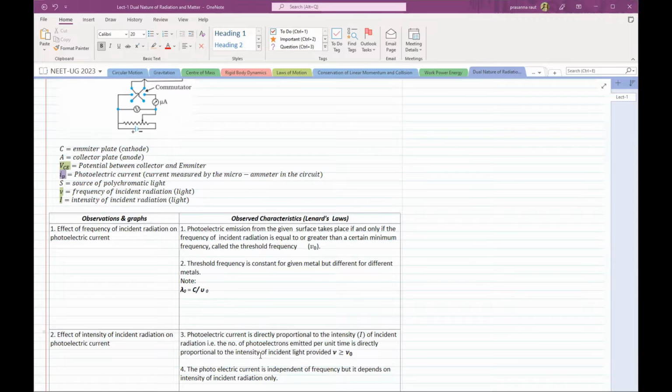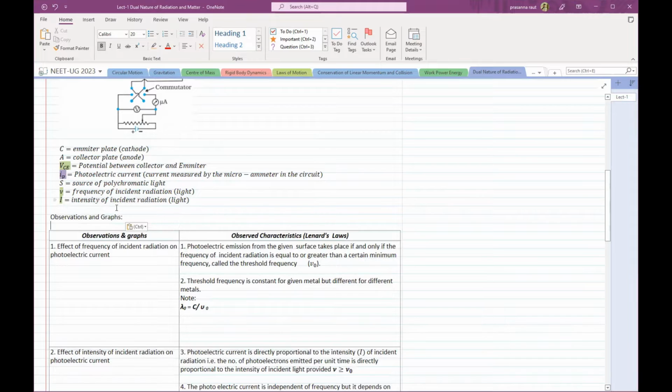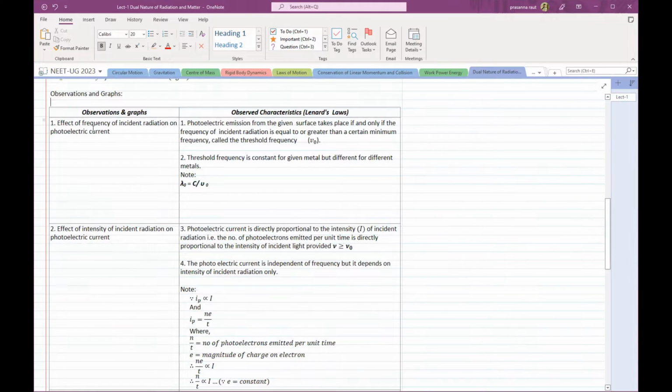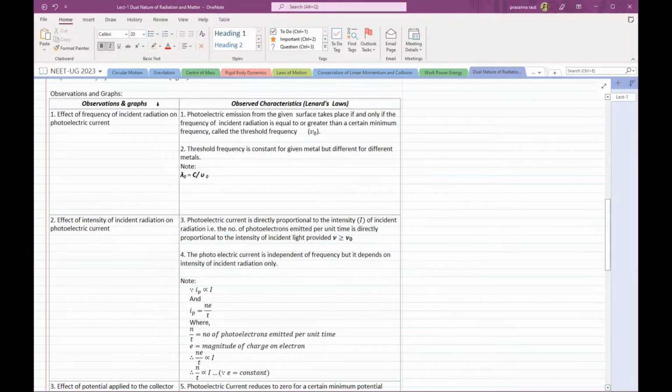Now, when we do this experiment, of course, we'll have to keep on doing this experiment, and after performing the experiment, we get certain results. So what are these results? Those observations are to be plotted here. Let's see. What can we do here? So first, we'll try to find the effect of frequency of incident radiation on photoelectric current.